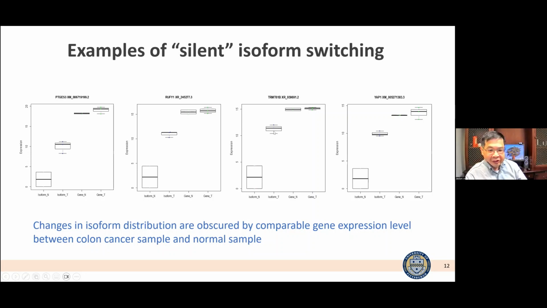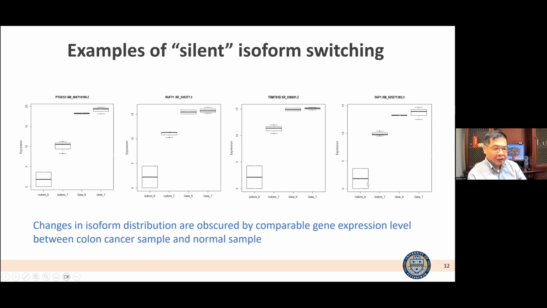And this one is the HIPPO signal nuclear effector, which plays a very important role in a variety of human cancers. Superficially, in the gene expression, they are within the standard deviation of normal and tumors. However, when you go to the isoforms, you see some isoforms differ quite dramatically.